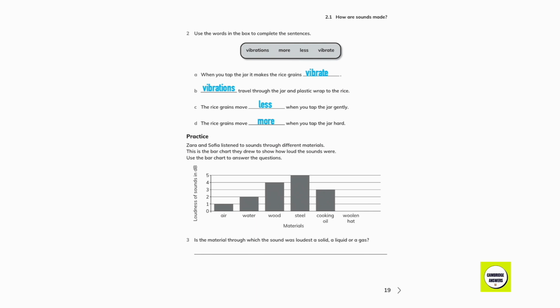Zara and Sophia listened to the sounds through different materials. This is the bar chart they drew to show how loud the sounds were. Use the bar chart to answer the questions. Is the material through which the sound was loudest a solid, liquid, or gas? A solid.